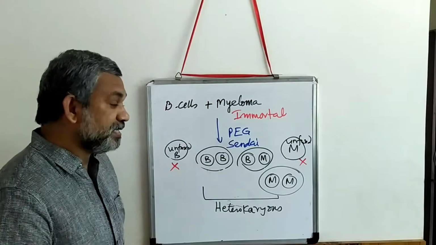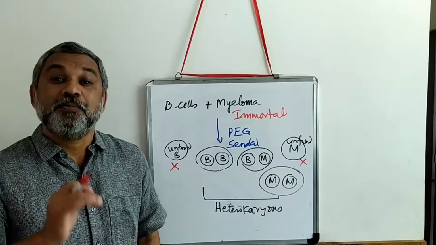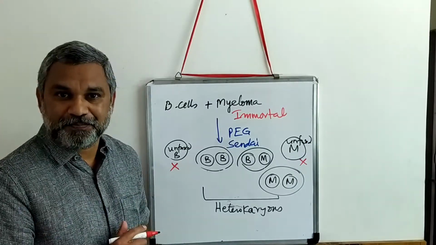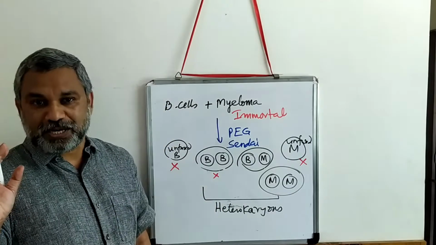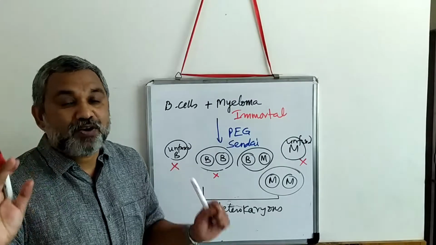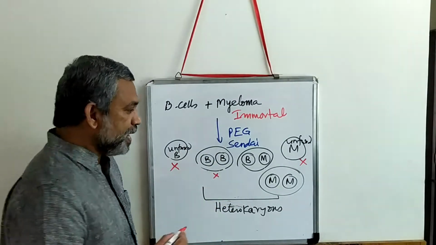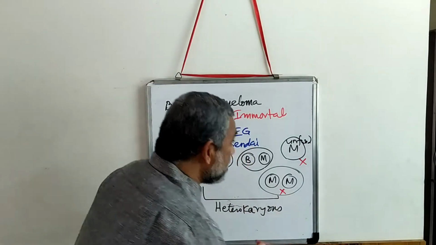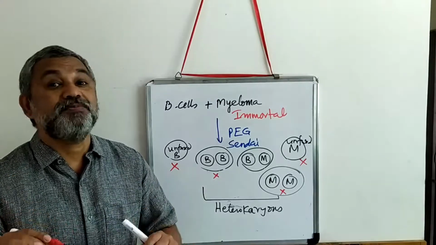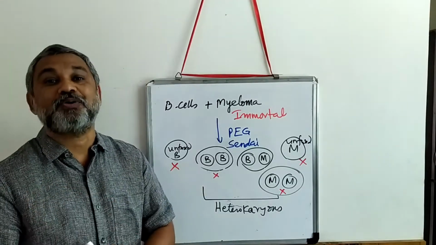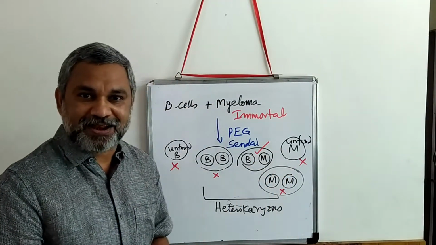How do we select the right cell which has the capacity to produce monoclonal antibody? We know that these BB cells are not important for us because it will not last longer, it has a short lifespan. This MM cell also the same. They are immortal, but it will not be able to produce the desired monoclonal antibody that we want. We are interested only in this cell.